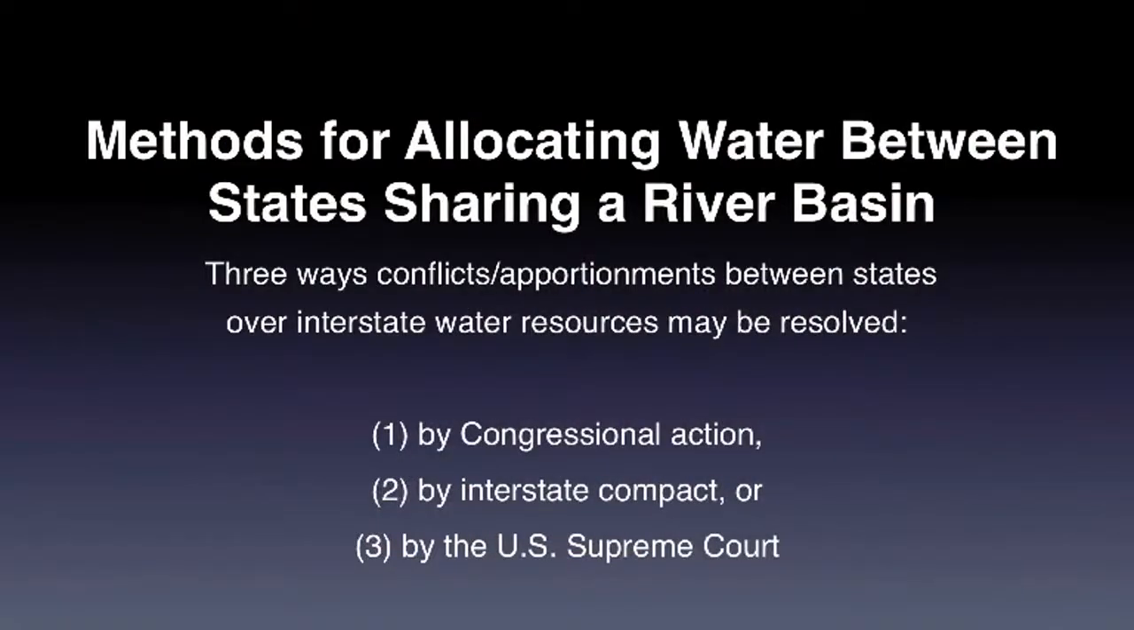The three ways that states can allocate water between themselves where there are interstate river basins are either by congressional action, by interstate compact, or by the U.S. Supreme Court. This is important because in Western law, or in law across the U.S., states have primacy on the waters that flow within their state boundaries. So the state lines really mean something when it comes to the management of water supplies.